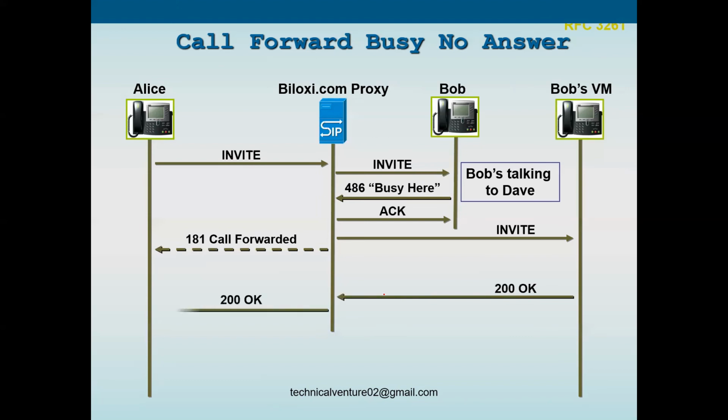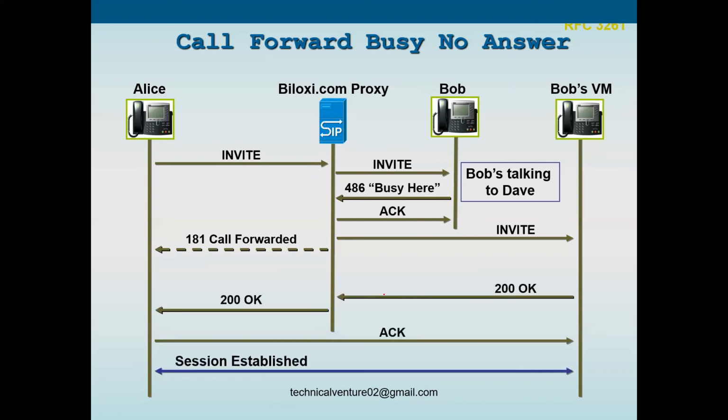Then there will be a 200 OK from Bob's voicemail. You should check that there will not be a 180 Ringing in this case, because the call is getting forwarded to voicemail. You are not getting any ringing tone. That's why the 180 Ringing is not there. A direct 200 OK comes from Bob's voicemail, and then the proxy will send the 200 OK to Alice, and then Alice will send the acknowledgement directly to Bob's voicemail, and the session will be established.